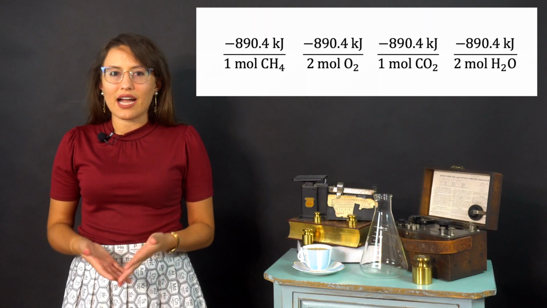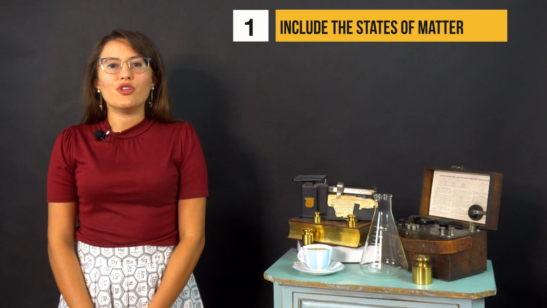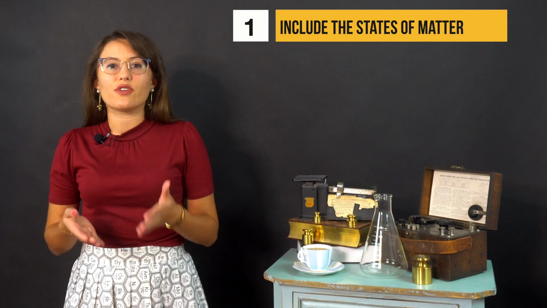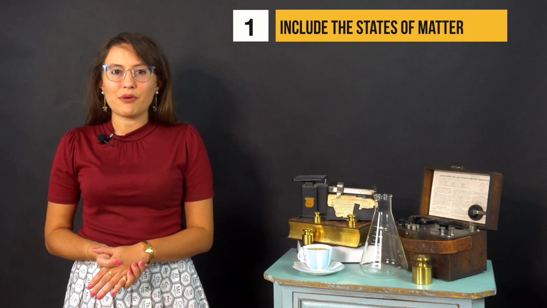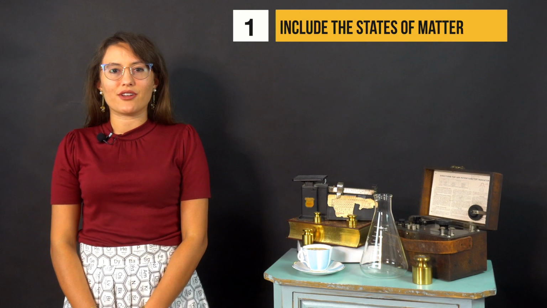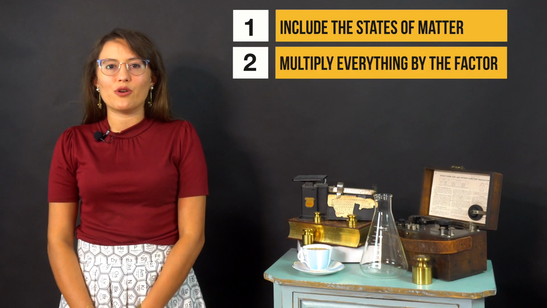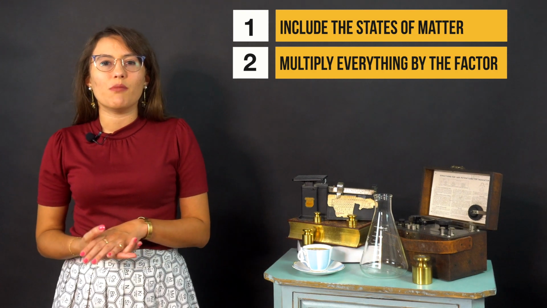There are a few guidelines to follow when dealing with thermochemical equations, which are chemical equations that include the enthalpy change. Firstly, when dealing with thermochemical equations, you must always include the states of matter for each species in the chemical equation. States of matter are pertinent for determining the change in enthalpy, which can differ depending on the state of matter.